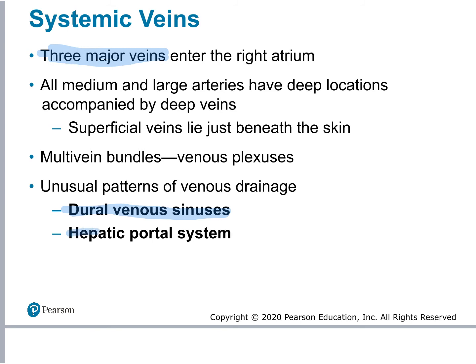And then we have the hepatic portal system. We'll look at that later. But the hepatic portal system is a series of veins that's carrying oxygen-poor but nutrient-rich blood. It's picked up all the nutrients from the intestines and the stomach and anywhere else we're absorbing nutrients, and brings it into the liver to be processed.